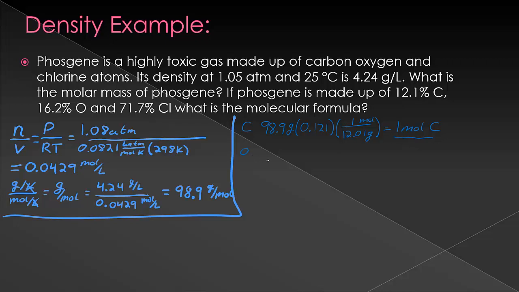Let's do the same thing for the other two. So we know for oxygen we have 16.2%. And now the last one. And since I'm just going for ratios, I don't have to worry too much about significant figures or anything like that, because it's going to be close to a whole number. And so from here, I know that that is going to be my molecular formula.